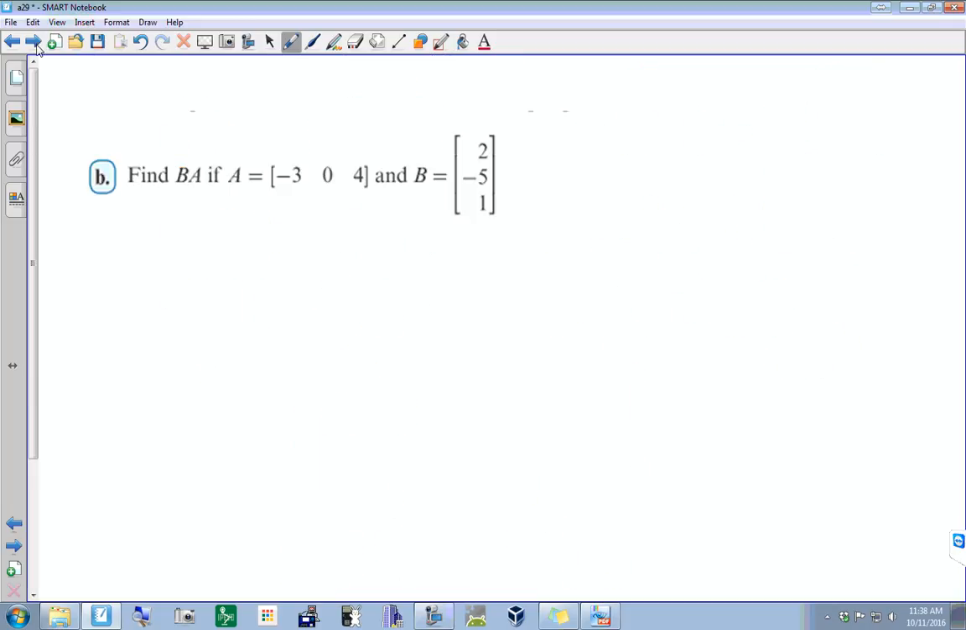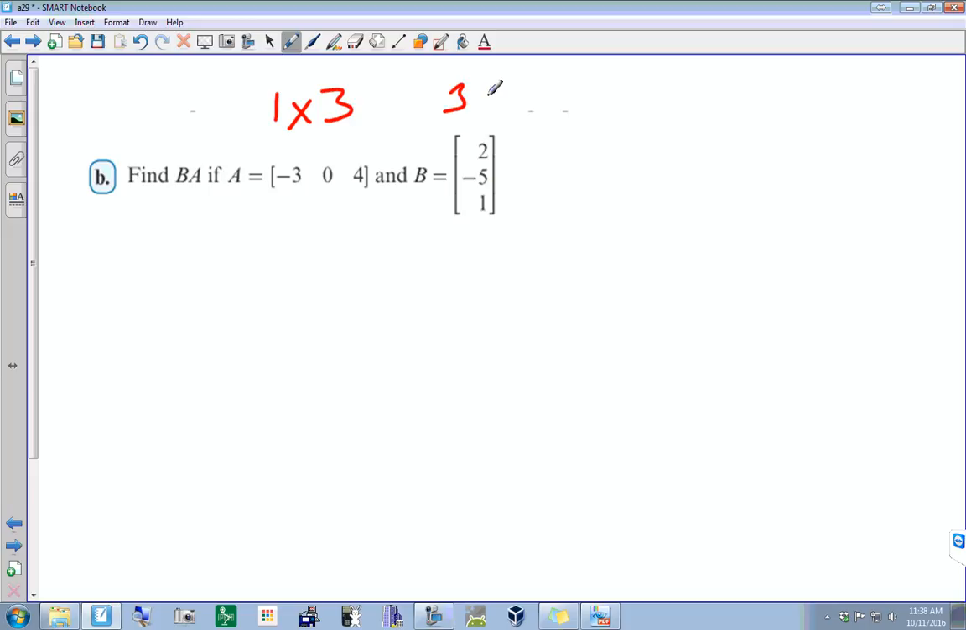Okay. Question. Can I multiply those together? Rows by columns. How many rows here? 1. How many columns? 3. So this is a 1 by 3. How many rows over here?